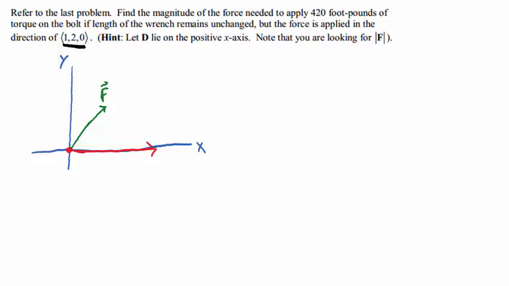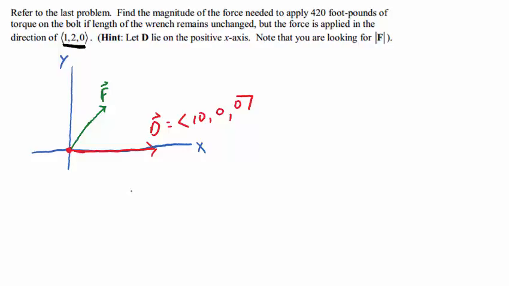And then the wrench handle we call D, the vector that represents the wrench handle. And that's given by, remember from the last problem, the wrench was 10 inches long. And since we've positioned it along the x-axis, the other two components have to be 0. The i and j components have to be 0.